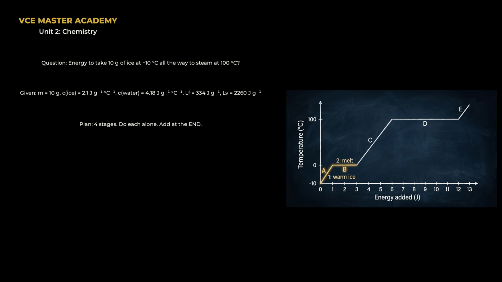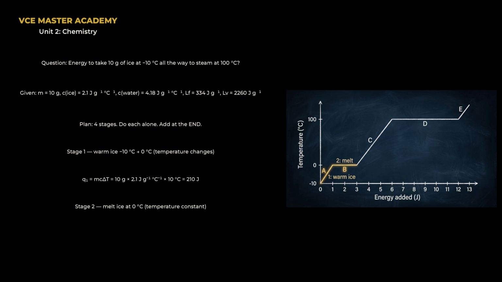Never squash stages together. Stage 1. The ice warms from minus 10 to 0. Is the thermometer moving? Yes, up 10 degrees. Same phase, still solid. So this stage is MCΔT, using C for ice. 10 grams times 2.1 times a change of 10 degrees. That's 210 joules. Write it down as Q1 and leave it alone.